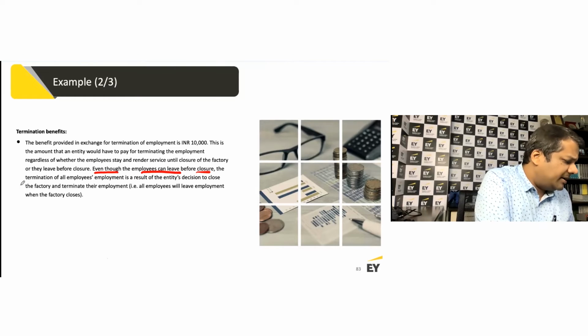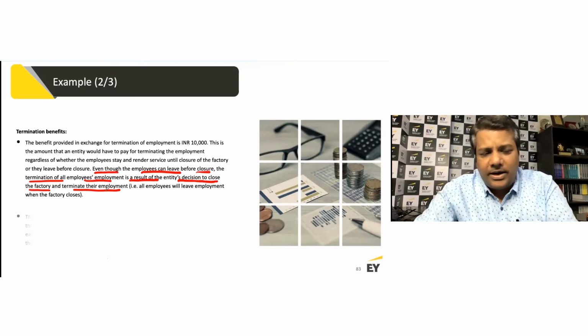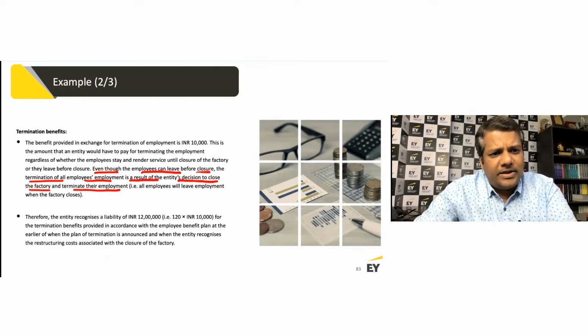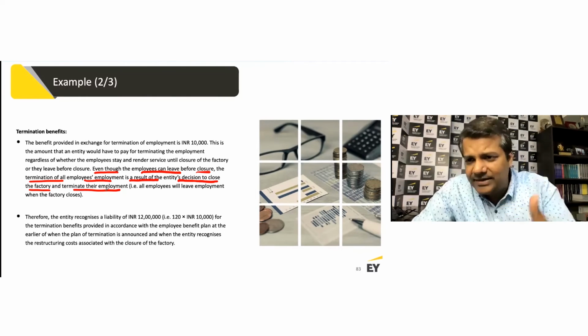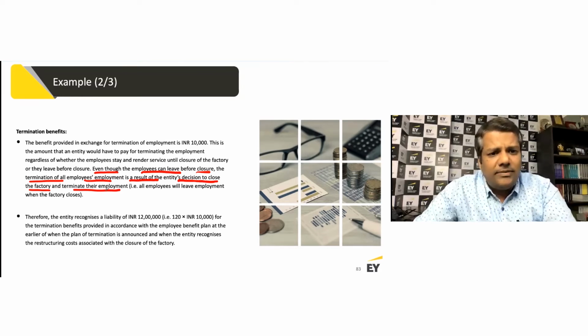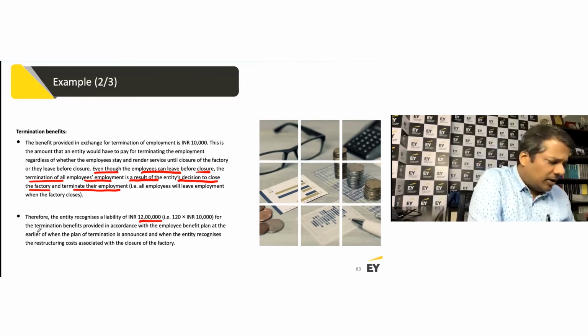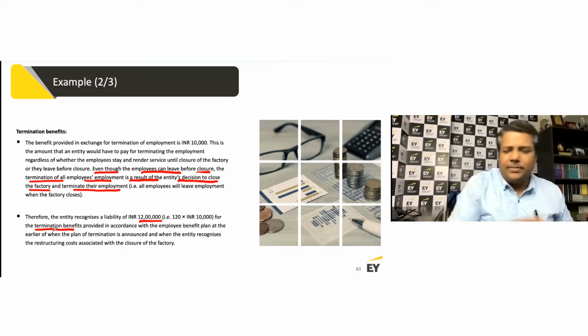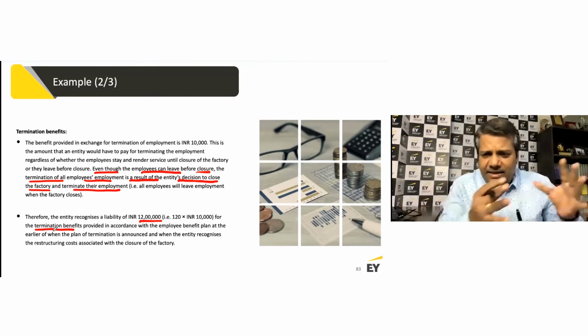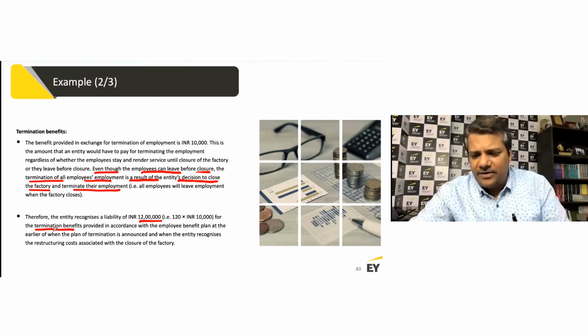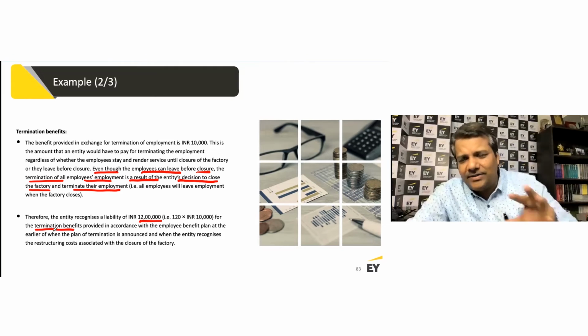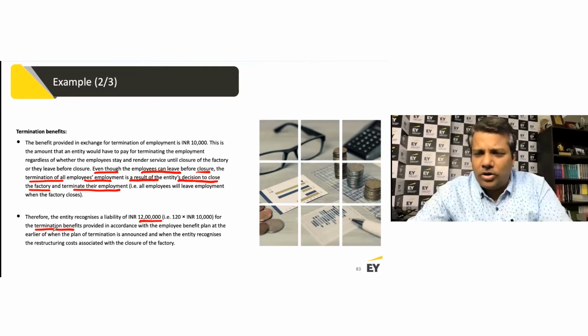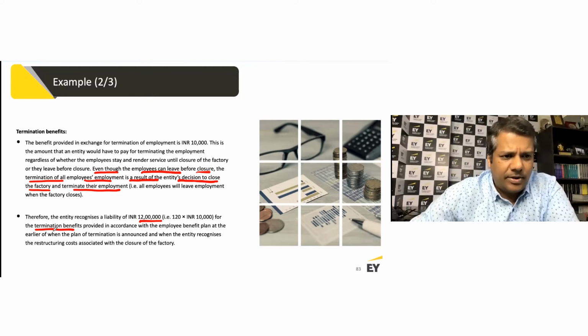Even though the employees can leave before closure, the termination of all employees' employment is a result of the entity's decision to close the factory and terminate their employment. That is why the 12 lakh, 10,000 into 120, is the termination benefit. That means the balance 20 lakhs is for short-term employee benefits. Those who decided to stay are getting incentivized extra. That is your short-term employment benefit.